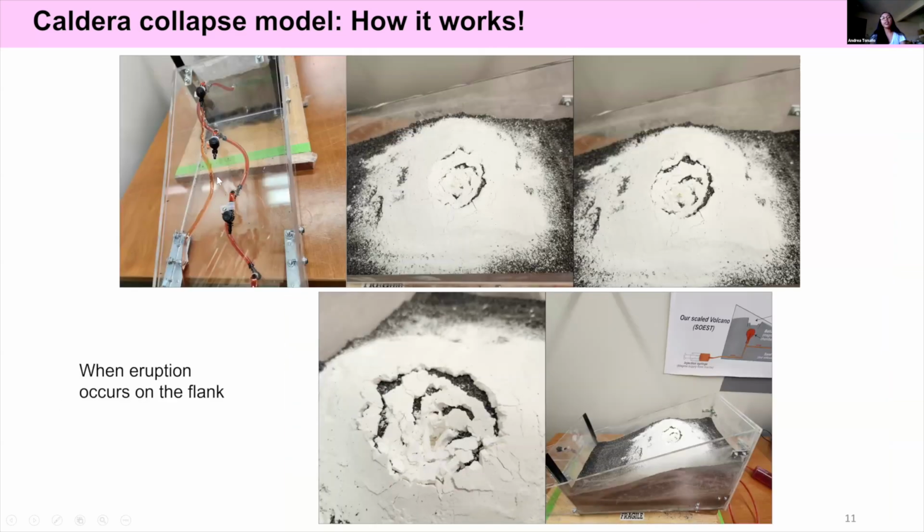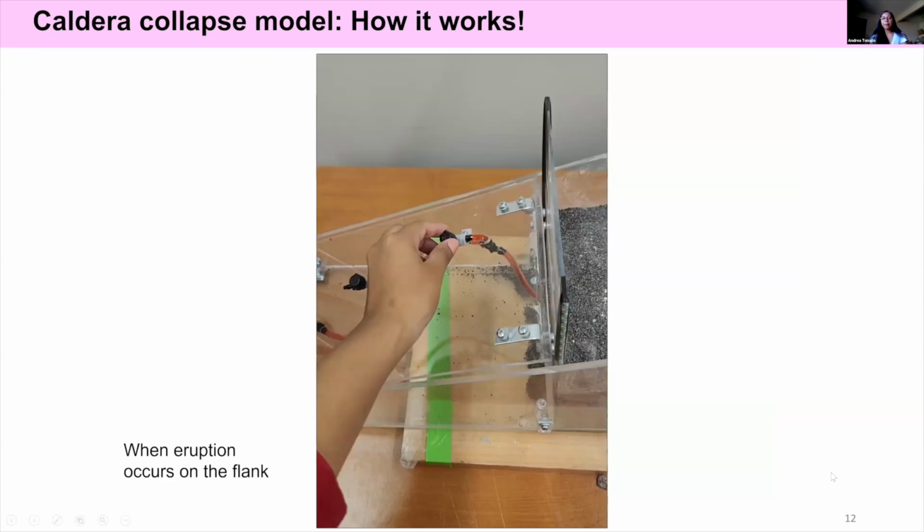And then we made tiny eruptions on the flank of our scale volcano, and we started opening the valves of the tube system randomly, and it weakens the summit in our volcanic edifice, and it starts collapsing inside and creates this caldera.